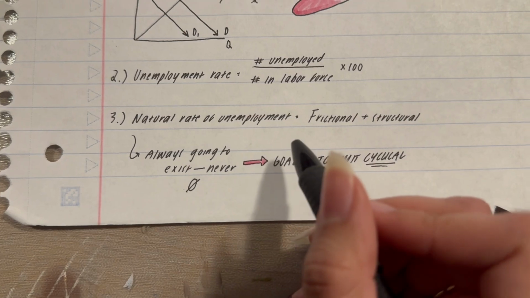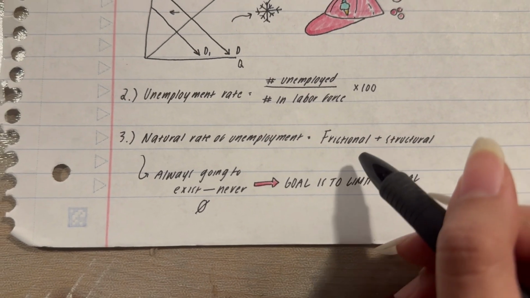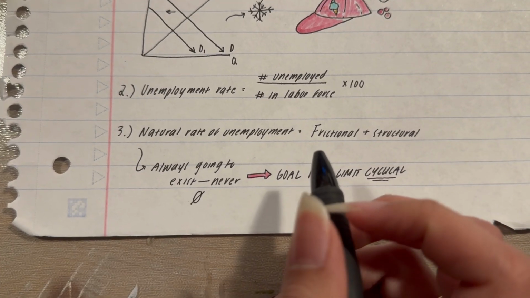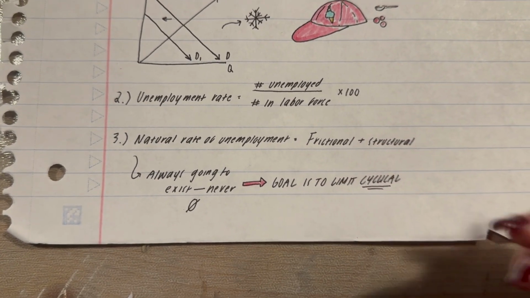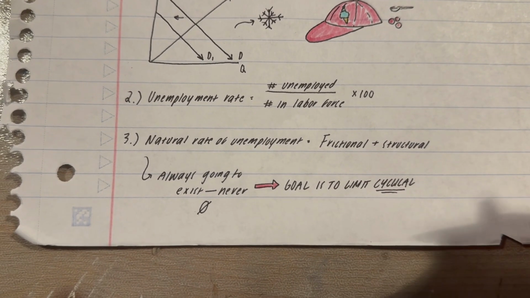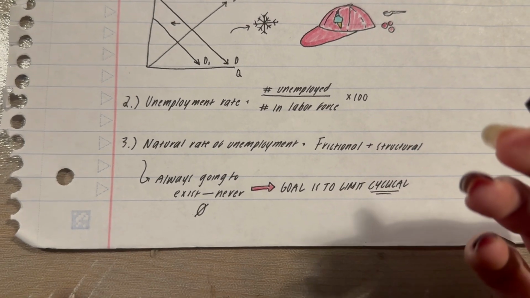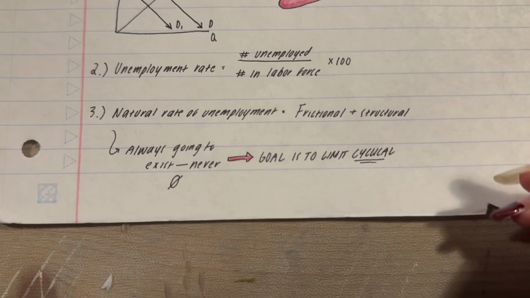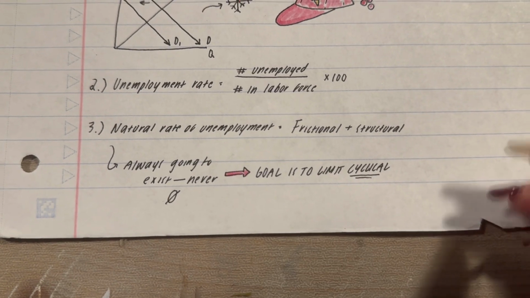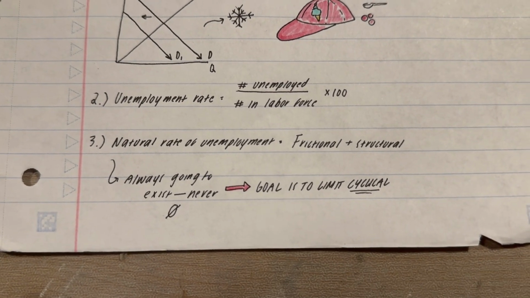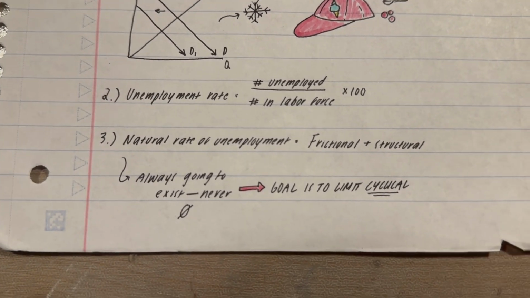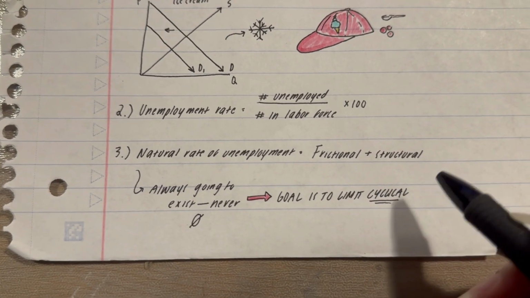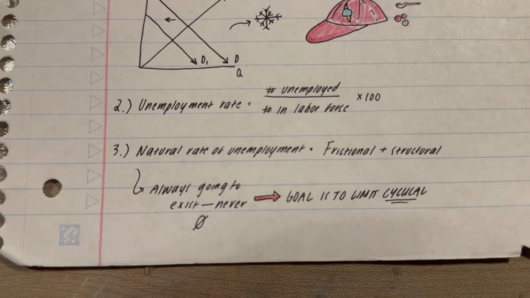The natural rate of unemployment is when you add the frictional unemployment plus the structural unemployment. And the goal is never to get it to zero because there's always going to be some sort of unemployment where people are in between jobs or there is just constant technology taking jobs. There is no way to fully cut that off. So the goal is to always limit cyclical unemployment, or unemployment caused by recession.